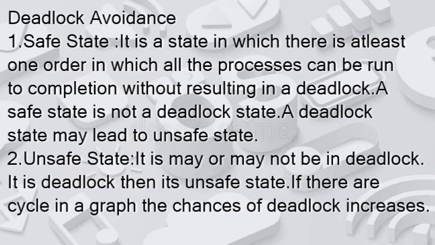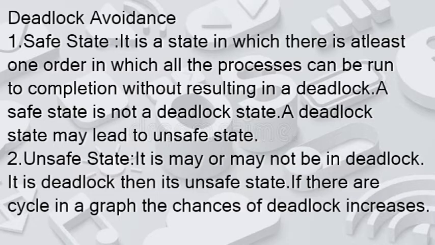So basically for deadlock avoidance, we have the resource allocation graph algorithm and second is the banker's algorithm. Now for that, first of all, there are two states: one is a safe state and one is an unsafe state. A safe state is a state in which there is at least one order in which all the processes can be run to completion without resulting in a deadlock.